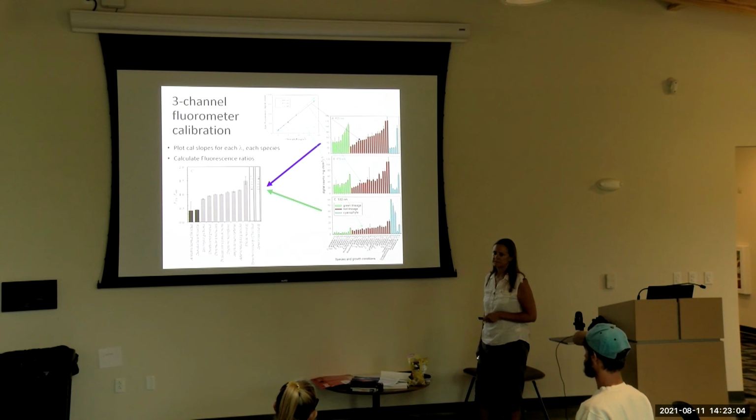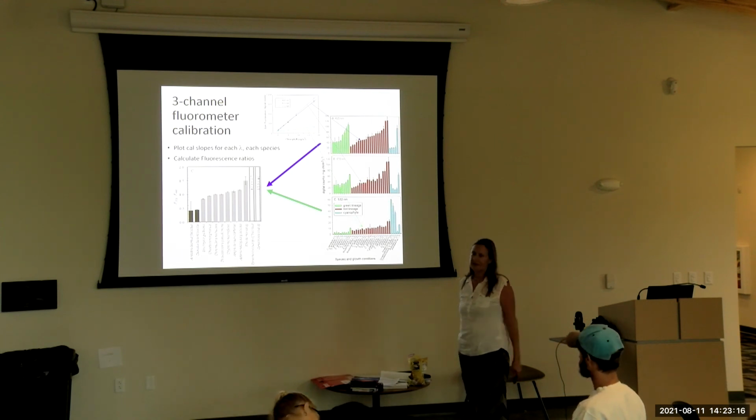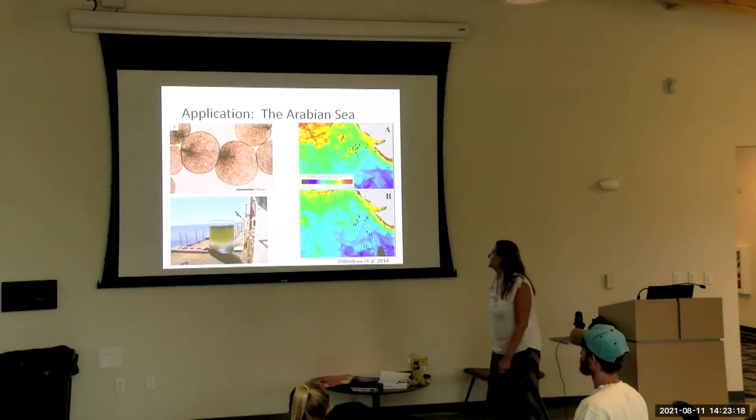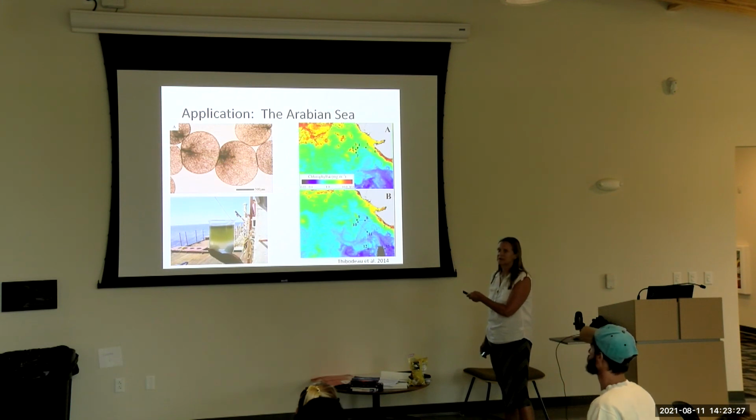So what? What would you do next? Take some seawater and attempt to get back at what species they are. Exactly, right? So that's what you do. So we took it to the Arabian Sea. Anyone know what this is? So any text on this in here? 500 microns.